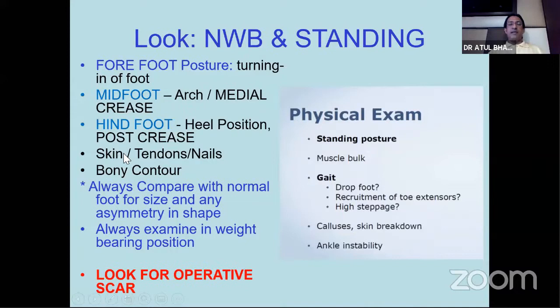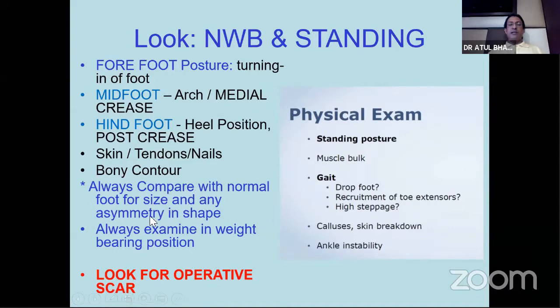Always inspect the skin, the tendon, and the nails, because that gives a clue about the diagnosis, especially with rheumatoid arthritis, JRA, with the skin breakdown, with myelomeningocele, neuropathic foot, you'll have skin problems. Again, you look at the callosities of the skin, which I'll come to. Look at the bony contour of the foot, whether it is in equinus, whether it is in cavus, whether it is in varus. Always compare the normal foot for size and shape.